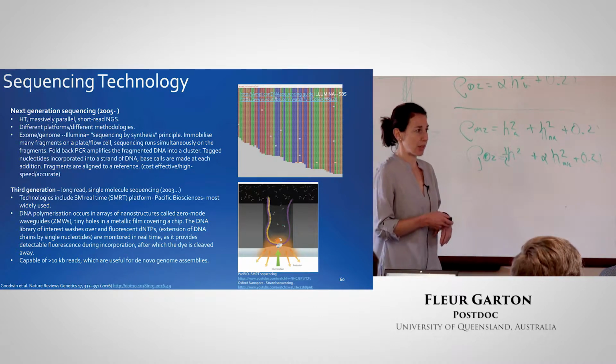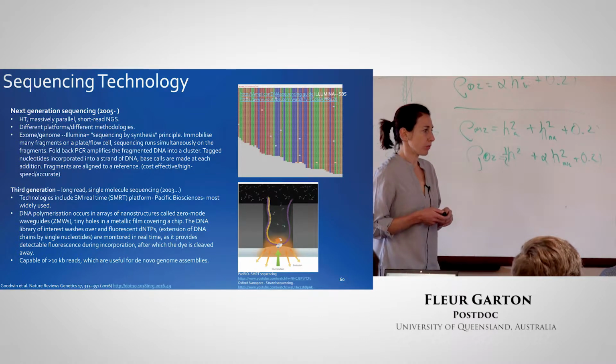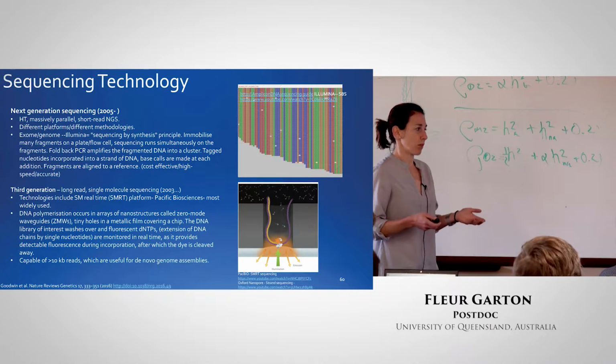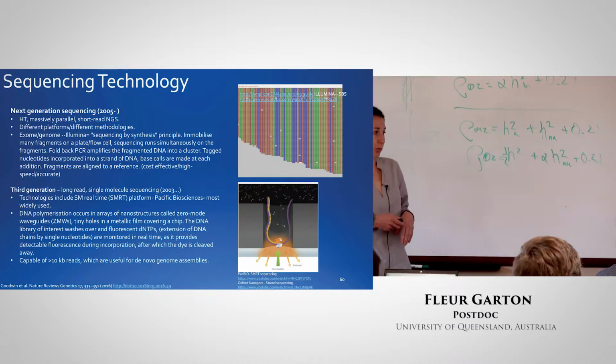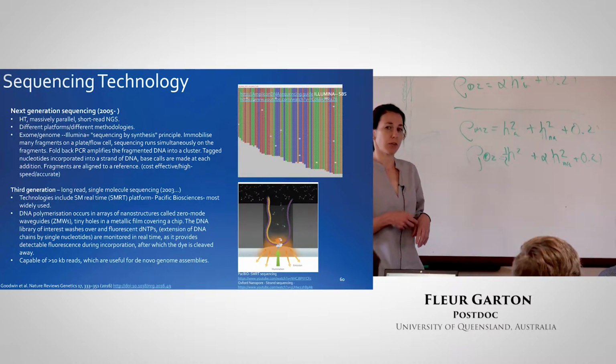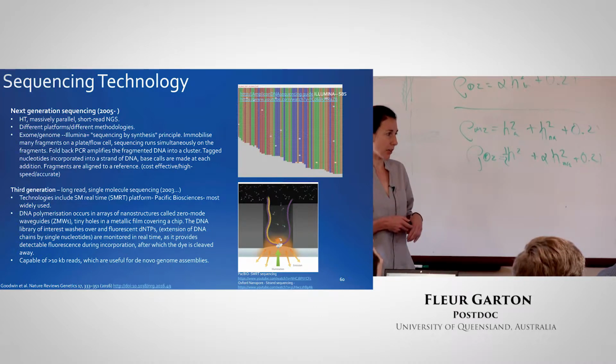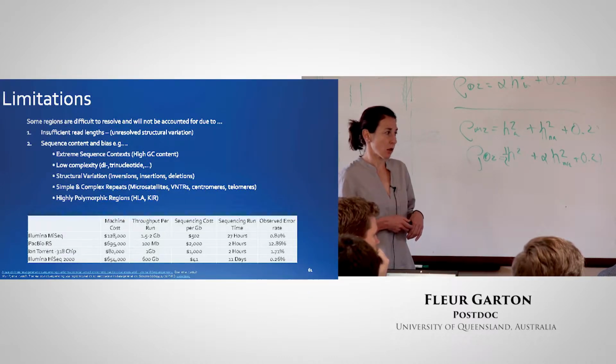And so the beauty of this method is that it's capable of very long reads, so much greater than, for example, 10 kb. So this is extremely useful for de novo genome assemblies. But I think the drawback in this method at the moment is that it's got quite a high base error rate. So just to show that, this is observed error rate, and you can see the PacBio is actually quite a lot higher than the other next generation sequencing platforms.